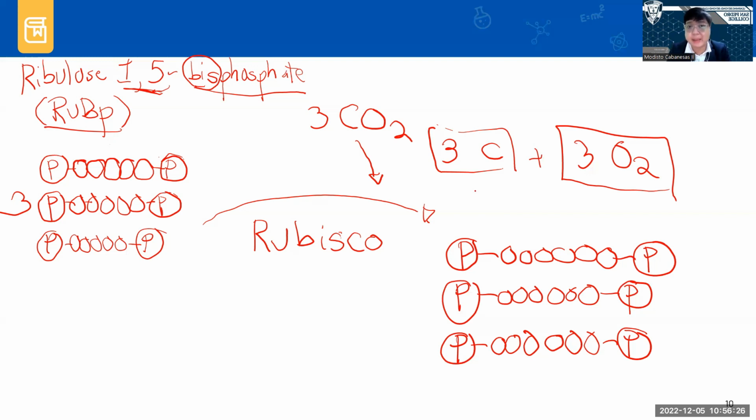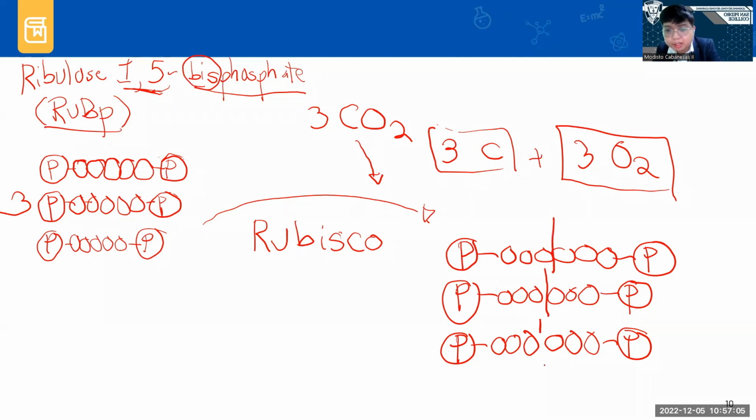Now, ano yung next step na gagawin? So to end the carbon fixation process, we have 3 molecules of ribulose 1,5-bisphosphate. We are going to separate the 3 para maging 6 sila. 6 molecules of a 3 carbon molecule called 3-phosphoglycerate. Diba, ang ating kailangan is yung 3-PGA. Okay? 3-phosphoglycerate. So, ang gagawin lang natin, we will cut this into 2.